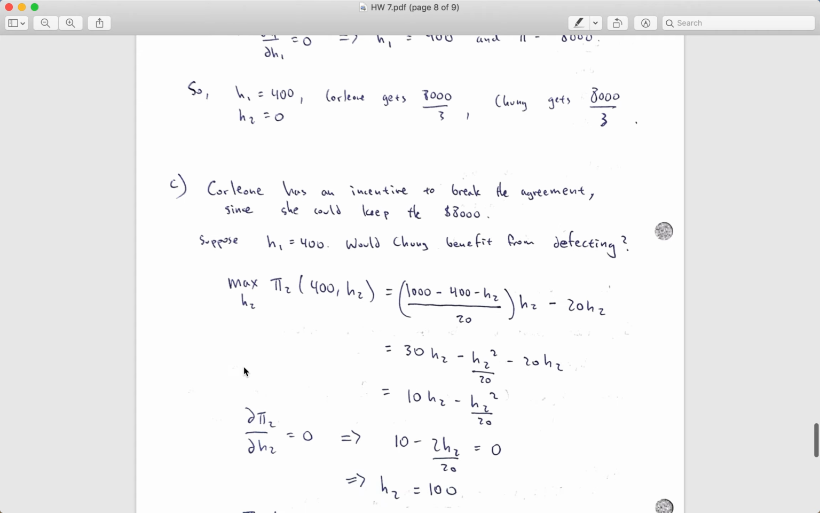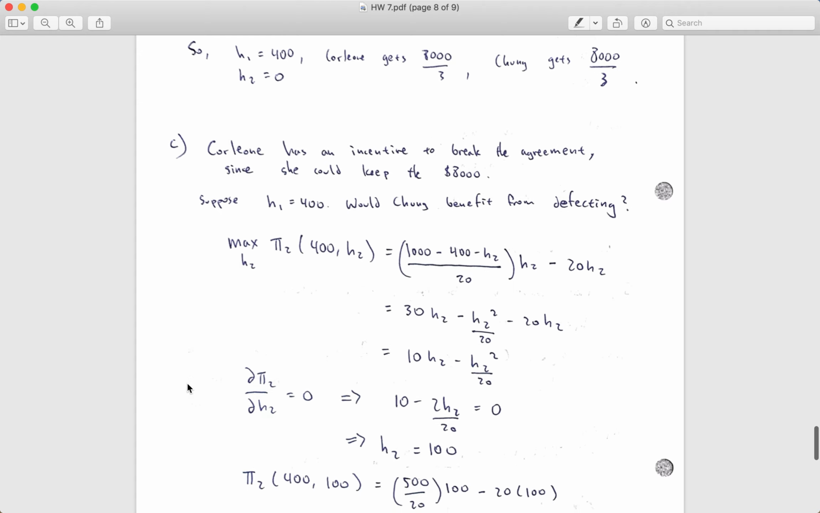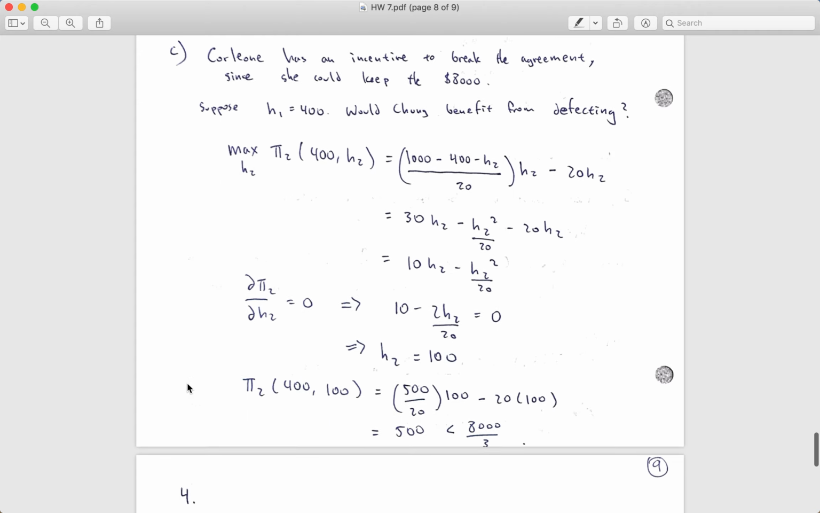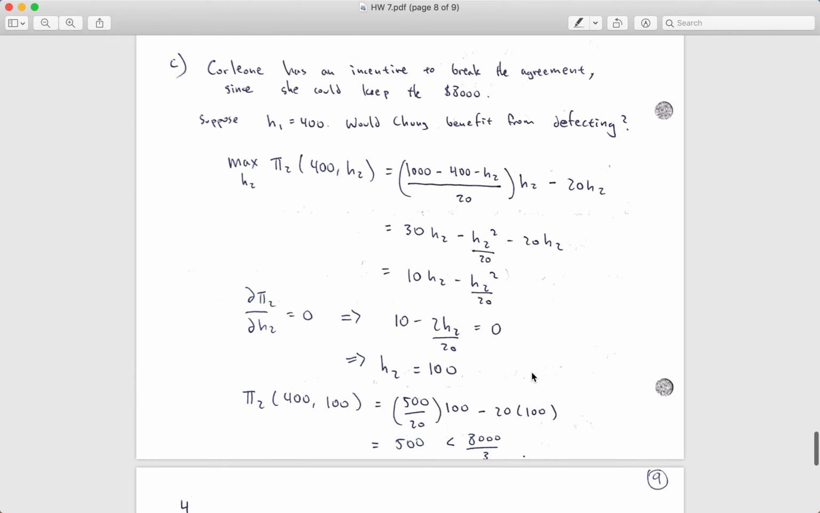And so we get that this is our profit function. Now we take the first order derivative, and we set it equal to 0. At the end of all that, what you get is that h2 has to be 100. You can calculate then what the profit will be in that case, and you're going to get 500, which is a lot less than 8,000 over 3, so of course he has no incentive to defect, or she has no incentive to defect in any case.